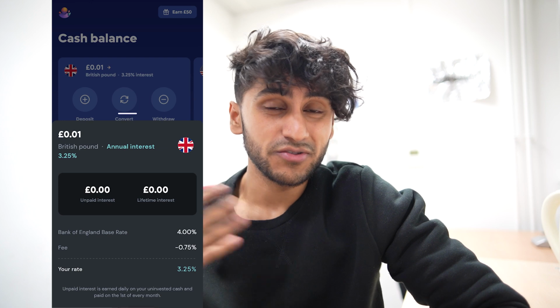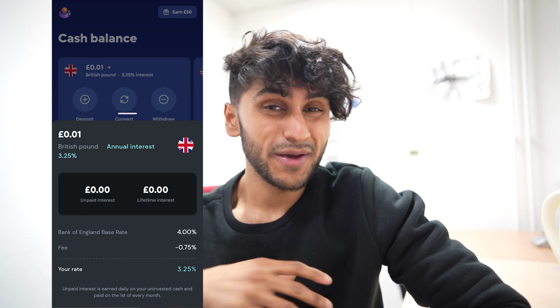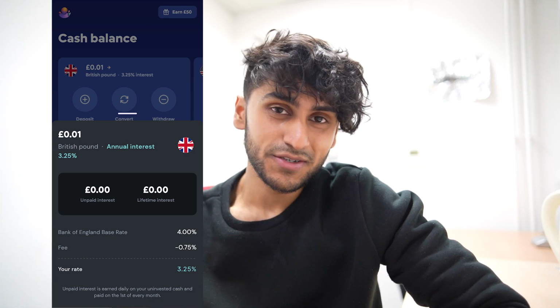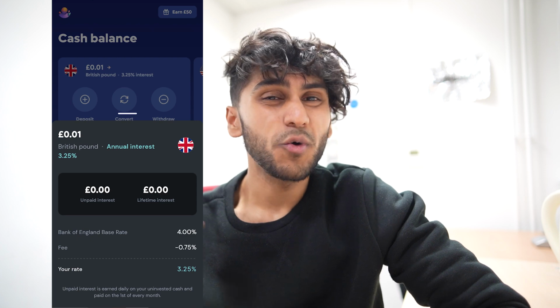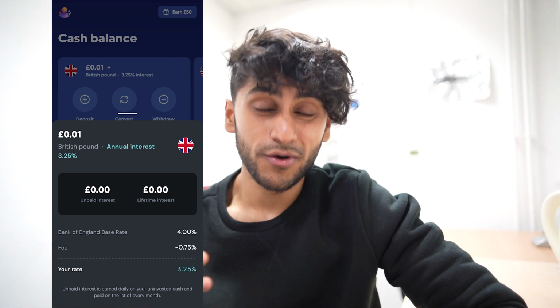Say you deposited £100, you'll get 3.25% of that. So they'll actually pay you monthly, but it will be calculated as an annual percentage. That being said, if the central bank then reduces the interest rates, that's going to reflect quite quickly into your account, meaning that you have less interest gained on those balances.